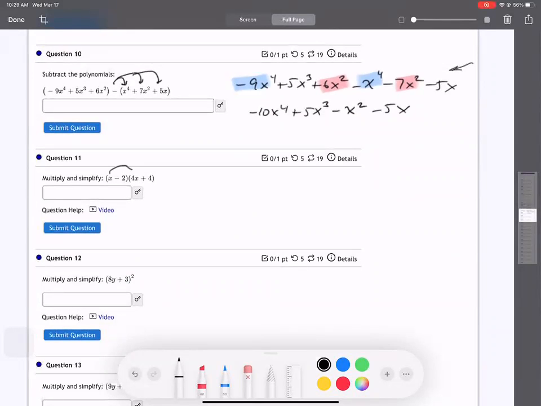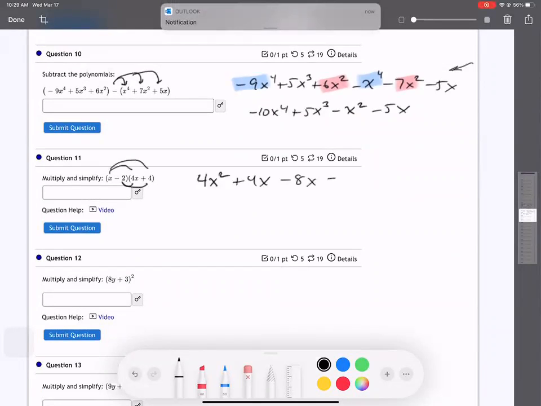Okay, we're going to go ahead and multiply everyone by everybody, right? Everybody gets an x, everybody gets a 2. Everyone gets an x, that's x times x is x squared. And 4 times x is 4x. 2 times 4 is 8, so negative 8x minus 8.